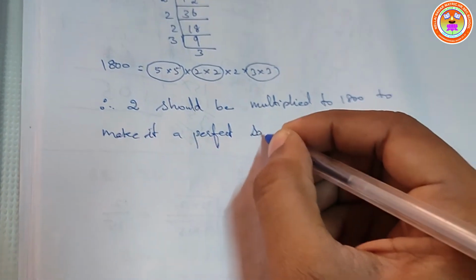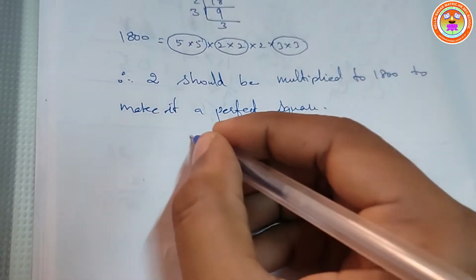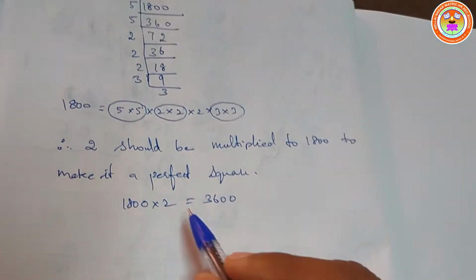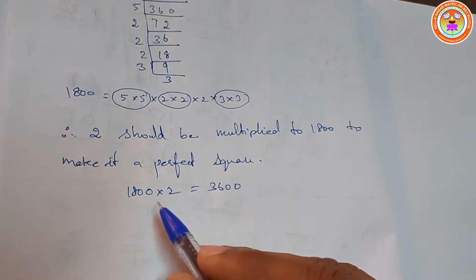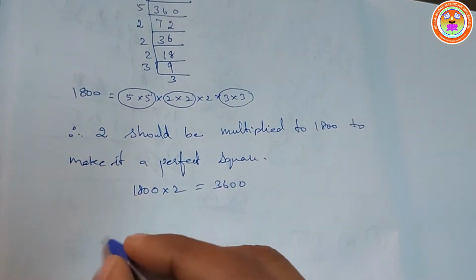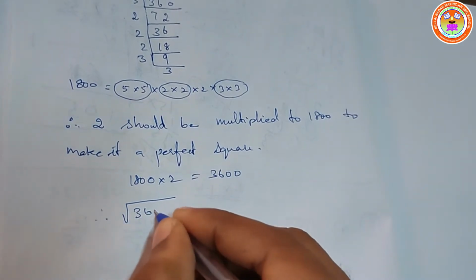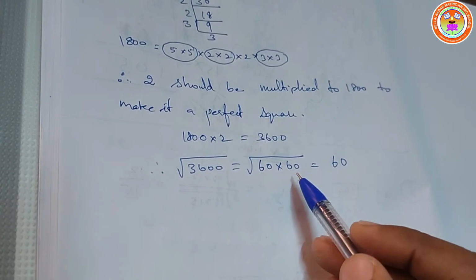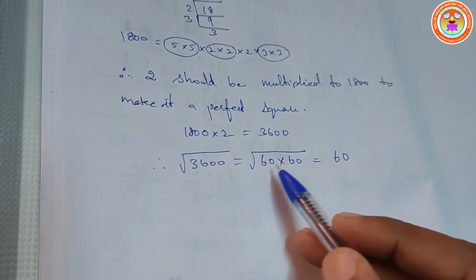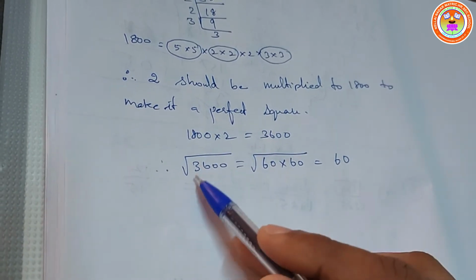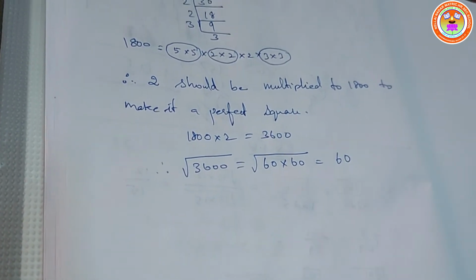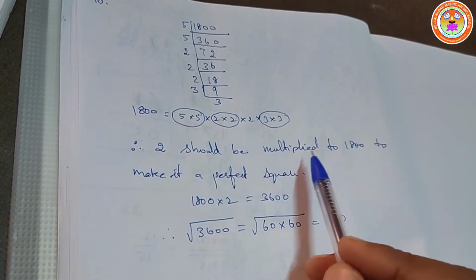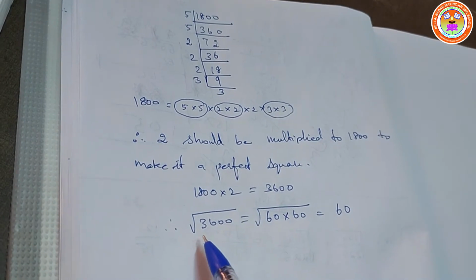We will find the multiplication 1800 into 2. So we got 3600 if you multiply with 2. So we will find the square root. They are asking for the square root of 3600. So you got 60 into 60. Square root of 60 into 60, you take 60 outside. Therefore square root of 3600 is 60. So like this only you have to find the multiple: 2 should be multiplied, and square root of 3600 is 60.